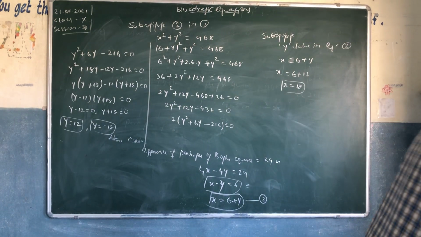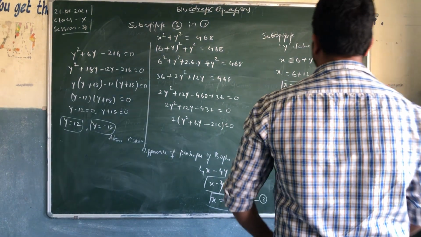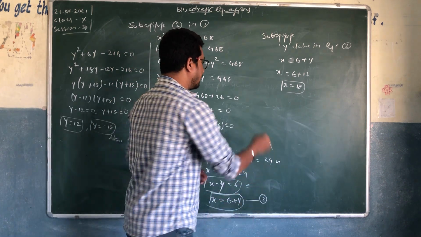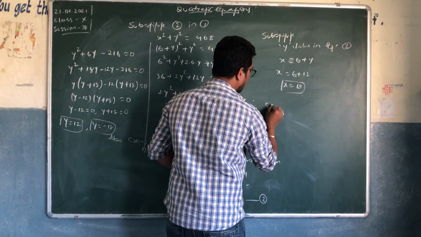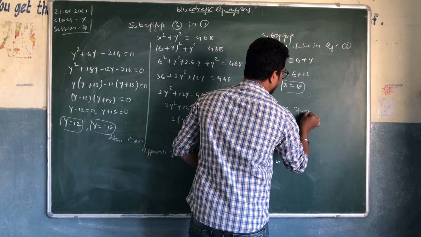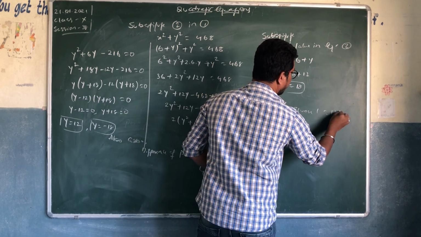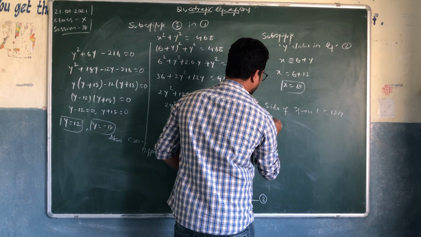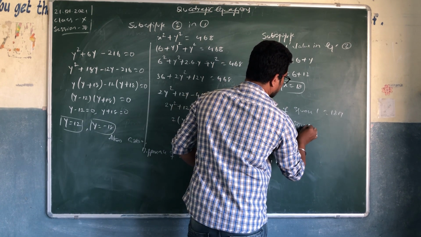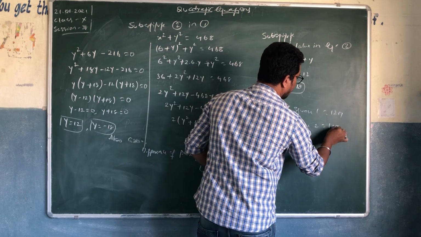What is x? The side of square 1. And the last step, therefore, the side of square 1 is equal to 18 meters, and the side of square 2 is equal to 12 meters.